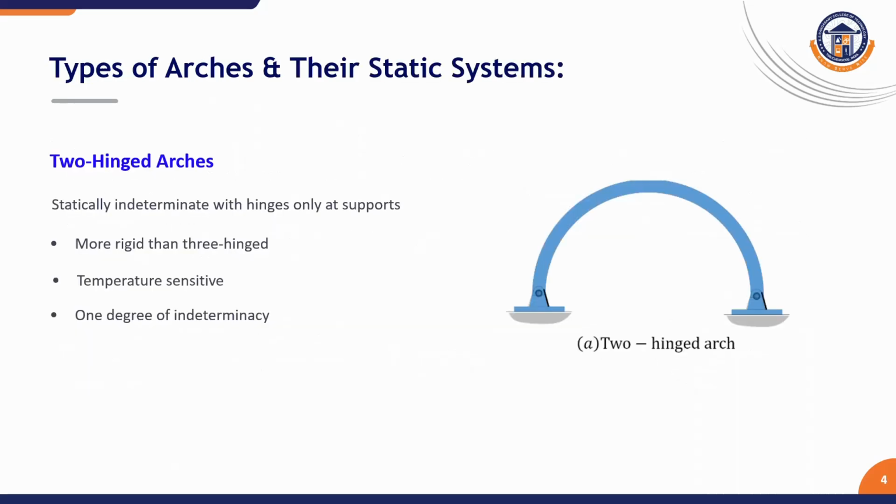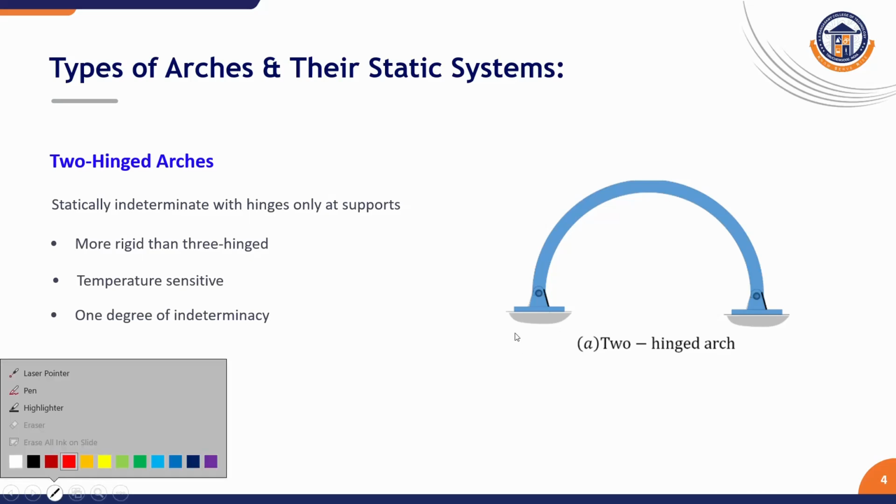So, the types of arches based on the hinges. Arches are classified based on the number of hinges as three-hinged arch, two-hinged arch, and fixed arch. The number of hinges determines the degree of indeterminacy, ease of analysis, and sensitivity to temperature and settlement. A two-hinged arch is statically indeterminate with hinges only at the supports. In this diagram, you can see a two-hinged arch which has been hinged only at the supports.